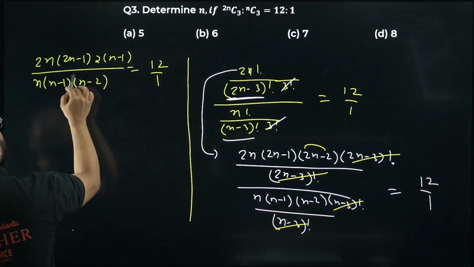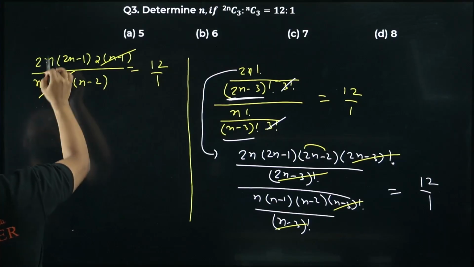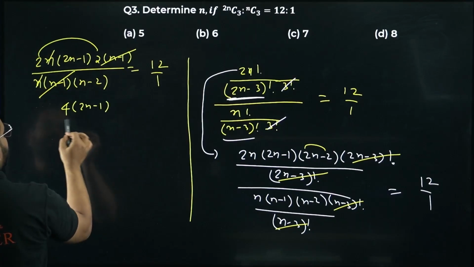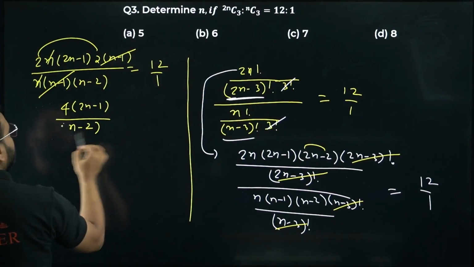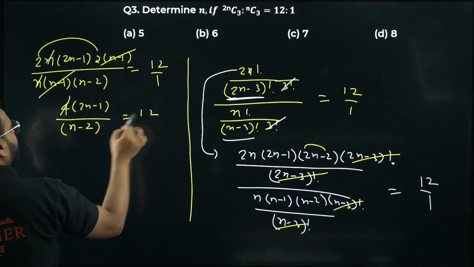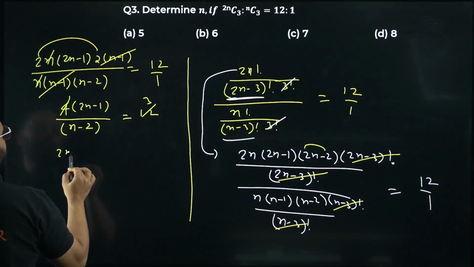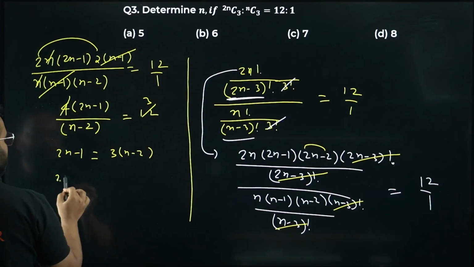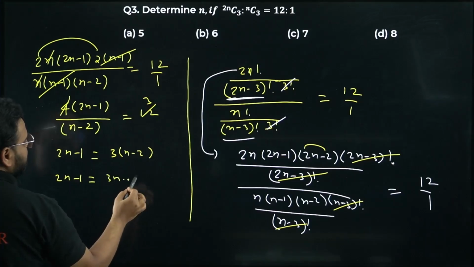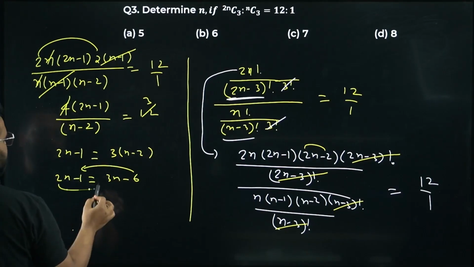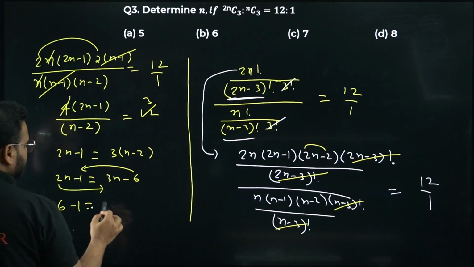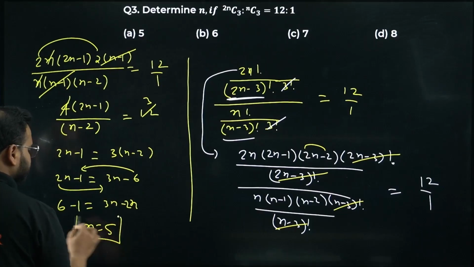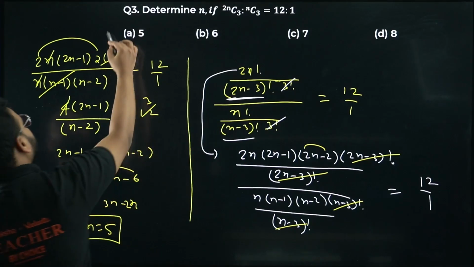Have a look now. n minus 1 and n minus 1 is cancelled, and n is also cancelled. What I get now in the numerator, 2 into 2, which is 4 times 2n minus 1 divided by n minus 2 equals 12. 4 3s are 12. I get 2n minus 1 equals 3 times n minus 2, giving me 2n minus 1 equals 3n minus 6. Bring this 6 over here and this 2n on this side. I get 6 minus 1 equals 3n minus 2n, giving me n value as simply 5. Option A is correct.